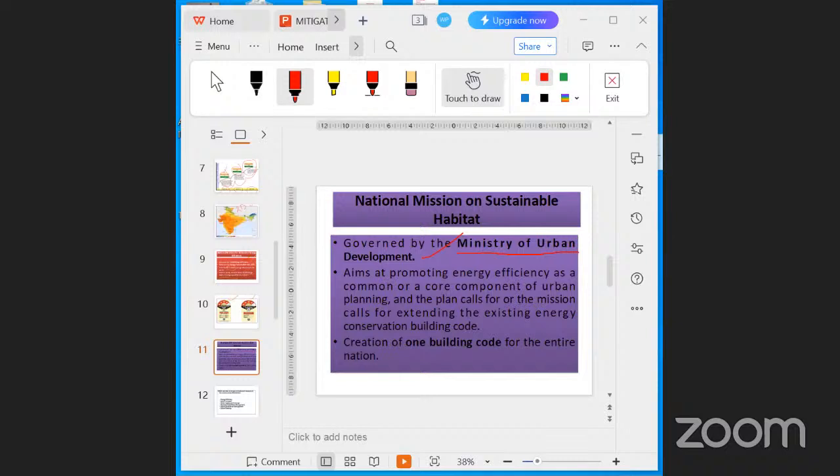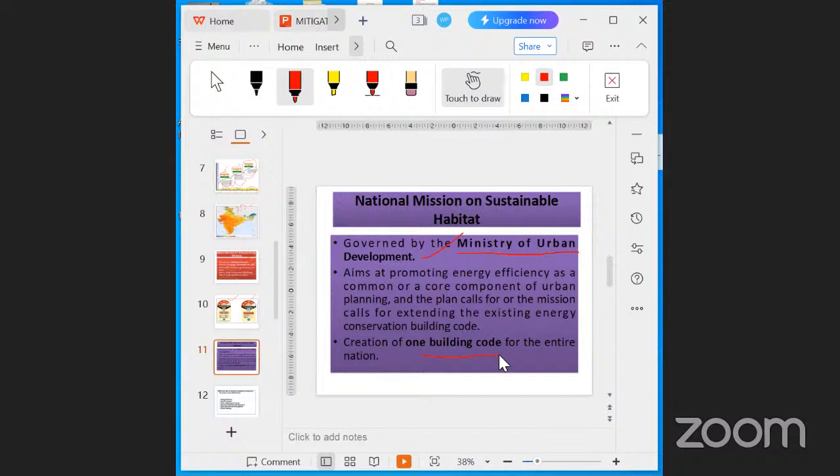So this is a manifold agenda mission, because it looks at energy efficiency within buildings and waste disposal from these buildings and betters the public transport system, right? So what is the aim in this mission? It aims at promoting energy efficiency as a core component of urban planning. And the mission calls for extending the existing energy conservation building code, right? Building code.